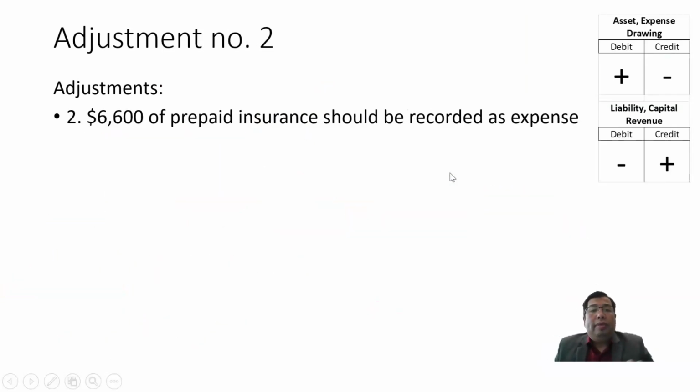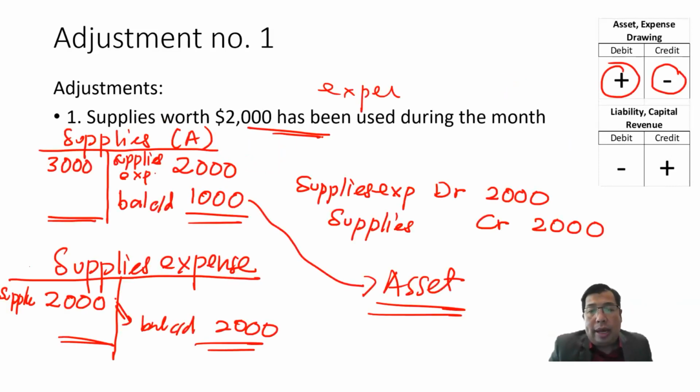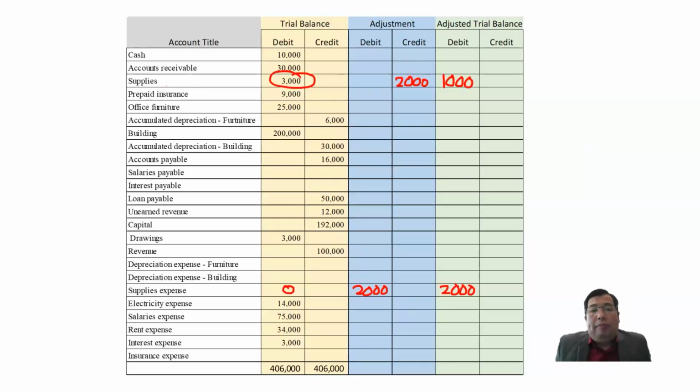For the second one, 6,600 of prepaid insurance should be recorded as expense. Your boss told you that the 6,600 of prepaid insurance should be recognized as expense. This prepaid insurance is your asset, and it should be recorded as expense under insurance expense.